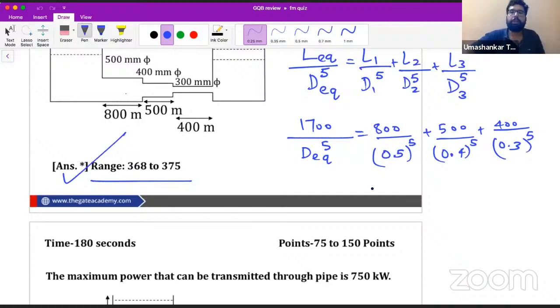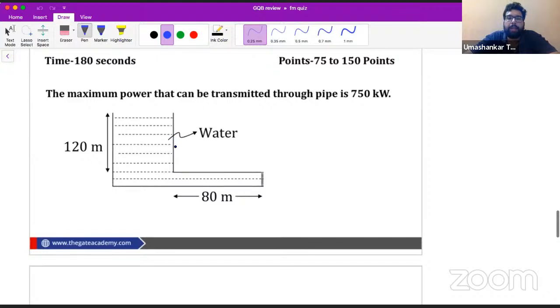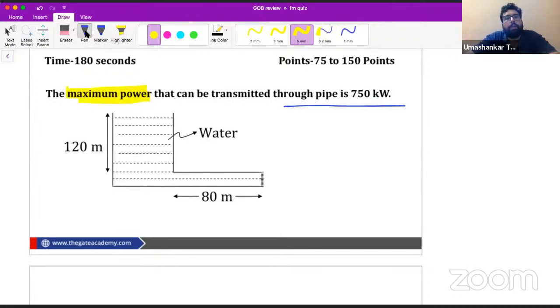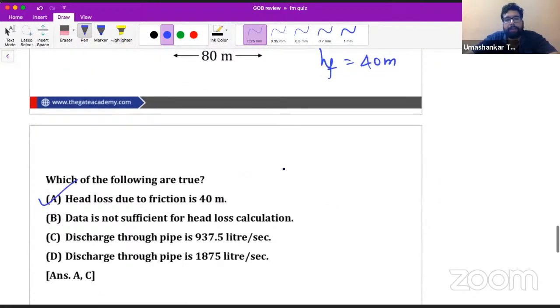All these concepts we normally see, but the thing is when is the right time to apply them, right beta? Now in the last question we had the maximum power that can be transmitted through the pipe as 750 kilowatts. So what is the condition of maximum power? This is your H. So HF is H by 3. This is the condition of maximum power as we know it. So what should be the HF? It should be 120 by 3, that is 40 meters. So option A is correct directly.